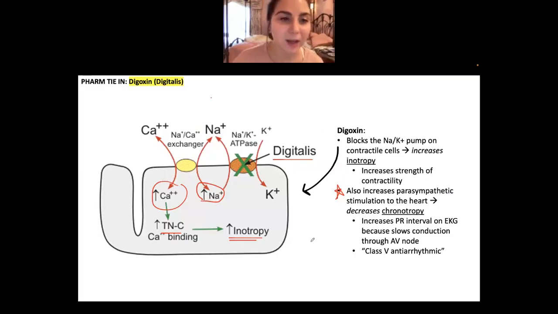So digoxin increases inotropy because of this, but it's also going to decrease chronotropy because you're slowing conduction through the AV node. And again, chronotropy is just how quickly the heart is beating. That's again why it's a class 5 antiarrhythmic. But we will talk about digoxin and its antiarrhythmic function when we talk about antiarrhythmics.